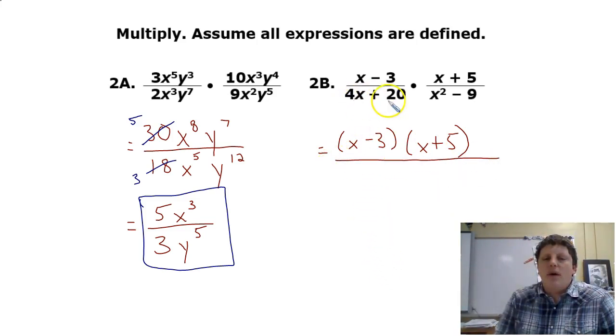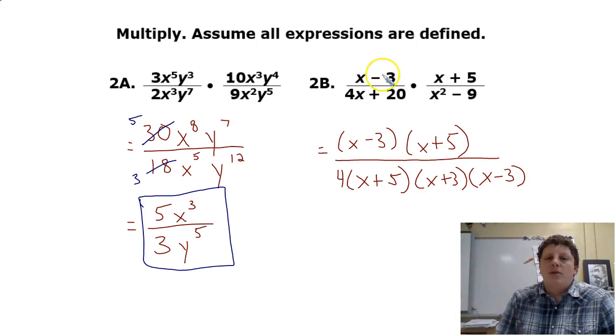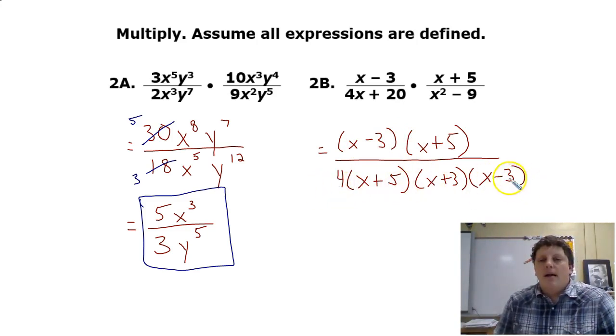On the left side, I don't have an x squared, but I do have a common factor of 4, and you always want to look for those. So I've got 4 parentheses. I'm going to divide 4x by 4 to get x, and 20 divided by 4 to get positive 5. And then I'm going to factor this right side. It's a difference of two squares, x squared minus 9, and that would factor to give me x plus 3 times x minus 3. Now notice that when you multiply numerator times numerator and denominator times denominator, all these binomials that we factored are just going to be multiplied on the top and bottom with each other, but we want to leave them factored.